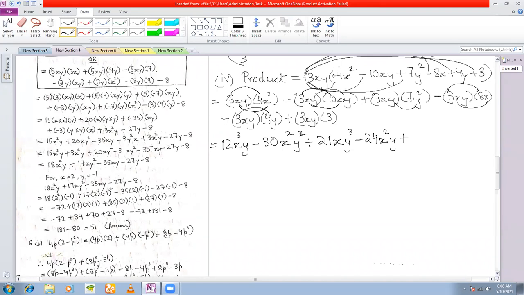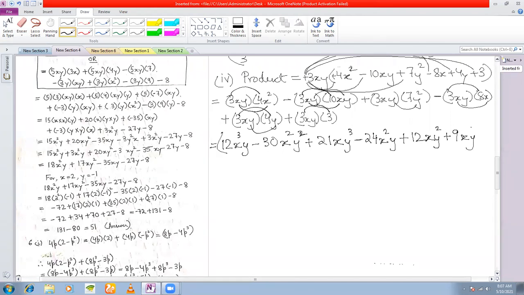And then this 4 into 3 you multiply to get 12. You have a single x, so you'll write x. And this y into y will combine to give you a y square. And again you have 3 into 3, which gives you 9. And you have xy, we write as it is. Okay, so this is your product.